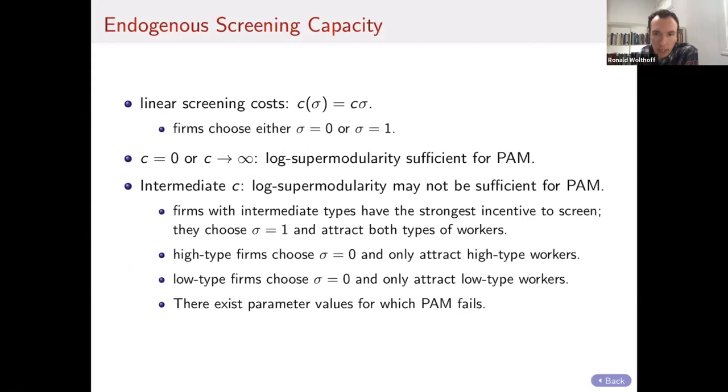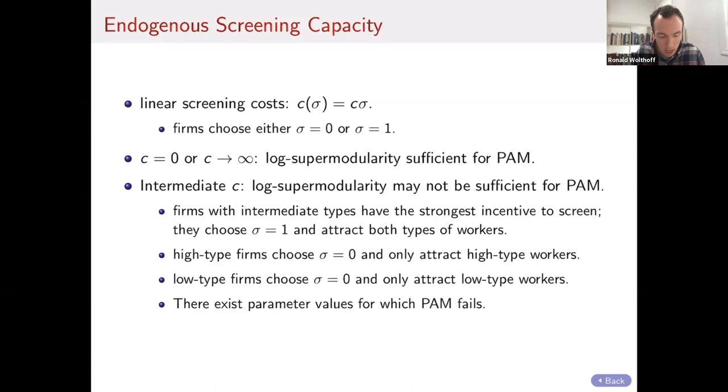So we do an extension where we endogenize screening, where there's a linear cost. You can choose a sigma at a linear cost, C times sigma, where C is a parameter. Because of this linear structure, firms are going to choose corner solutions here. They either choose sigma equal to zero or sigma equal to one. Now, to come back to Giuseppe's point earlier, if you want to maintain efficiency in this environment, firms need to post their choice of sigma. Assuming that they do, or that workers somehow know, the efficiency result goes through.